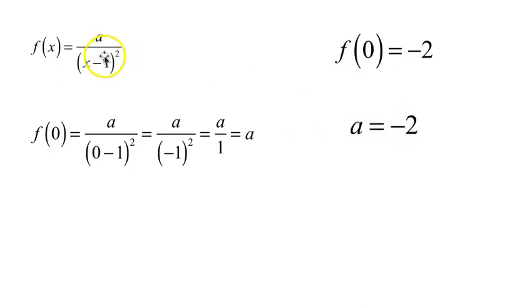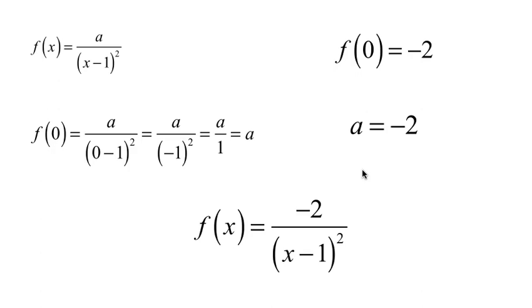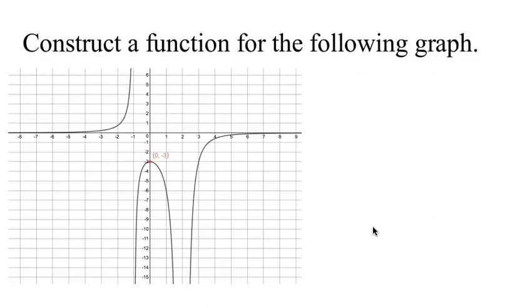So I can plug that in up here, and I get f of x is negative 2 over x minus 1 squared. Notice if I had an x upstairs, we would have an x-intercept at 0. If I had an x minus 5 upstairs, I'd have an x-intercept at 5. I had no x-intercepts. That's why I don't need to worry about that. Let's take a look at our next example.